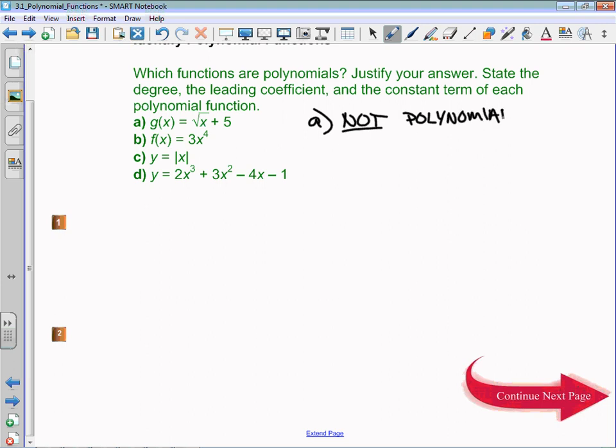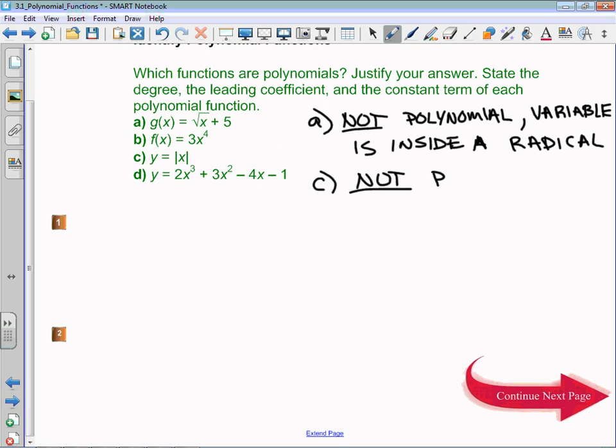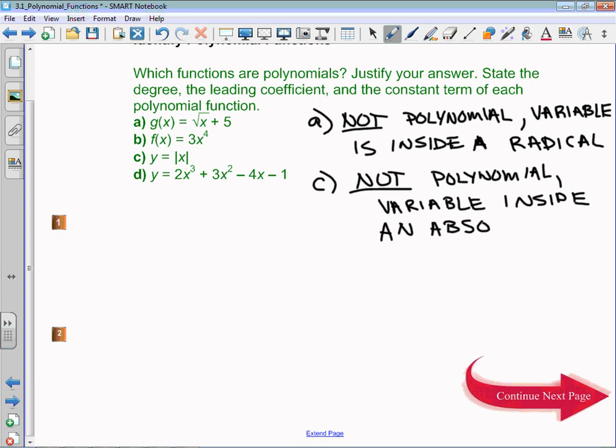And the easiest way to describe that is our variable is inside a radical. So that would be a radical function. Not too bad, right? I mean, typically it's easy to identify which aren't. C is not polynomial as well. And again, just trying to justify this a little bit, I'm going to say that the variable is inside an absolute value, which makes it an absolute value function. Okay, not too bad, right?